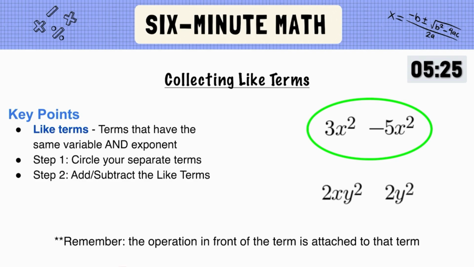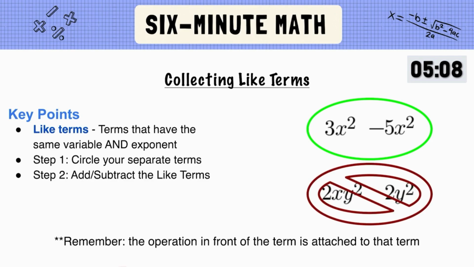If I look at another example, I do have a similar variable, y. Those y's both are squared. But in my first term here, I have an x attached. Because these two terms aren't exactly alike, they are unlike terms.